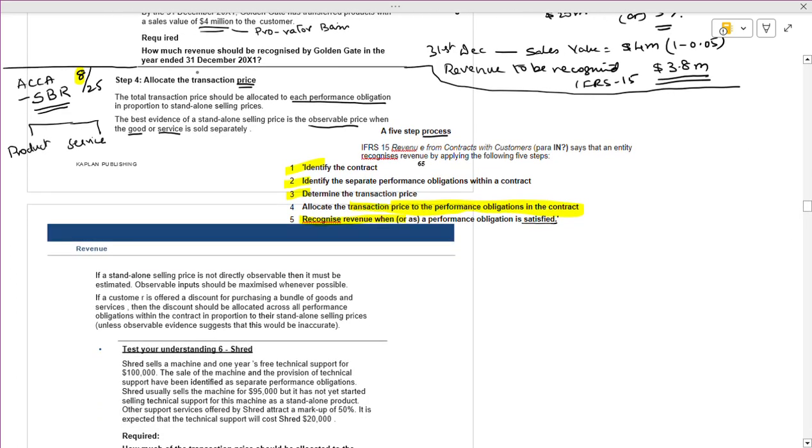If the standalone selling price is not directly observable, it is essential that you estimate it using inputs, and observable inputs have to be maximized wherever possible. If there are discounts for a bundle of goods, then we have to identify what is the discount with respect to the performance obligations.